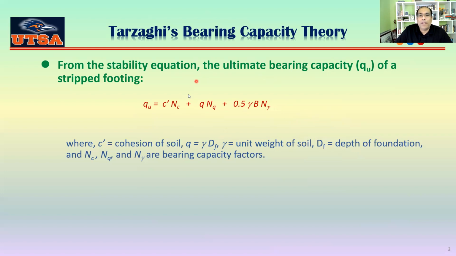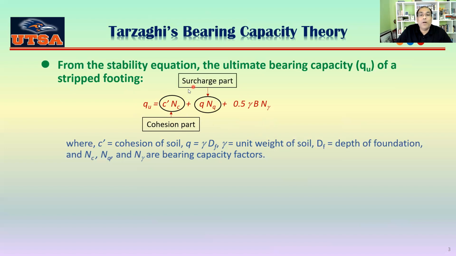He also proposed, because he did his original equation for the strip foundation, the bearing capacity for square and circular foundations. Now, in this equation, you can see there are three different parts here. The first part, we call the cohesion part. The second part we call the surcharge part, and the third part we call the soil weight part.